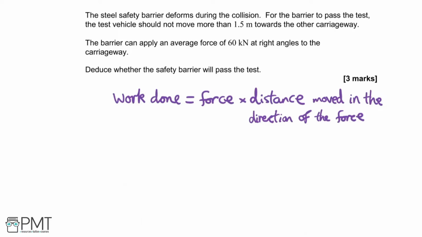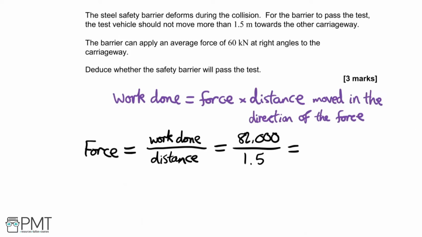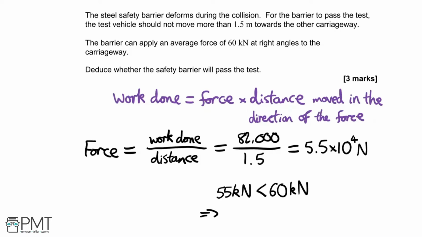Now, if we rearrange this work done equation to find what that force would be, we've divided 82,000 by 1.5. That's the 82 kilojoules that we dealt with in a previous part of the question, and we're dividing that by the 1.5 meters that the barrier can be deformed by. So that gives us 5.5 times 10 to the 4 newtons. Now we can say that that's less than 60 kilonewtons, so the barrier will pass the test.